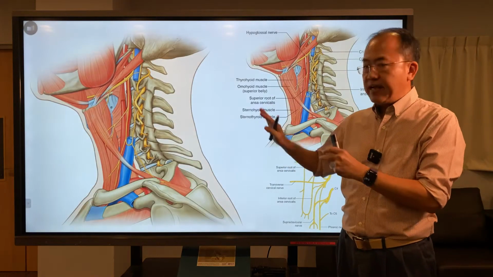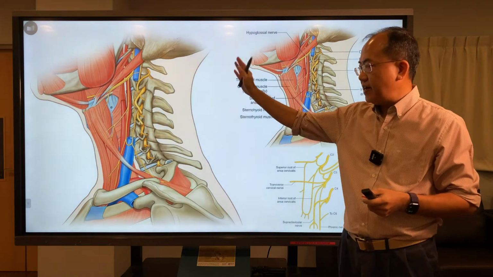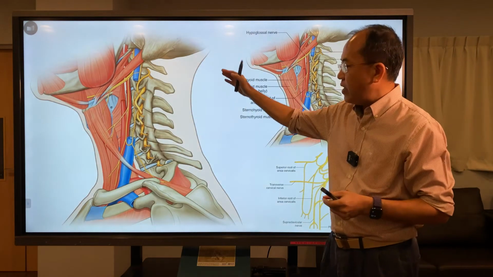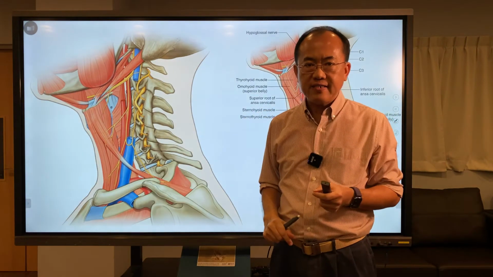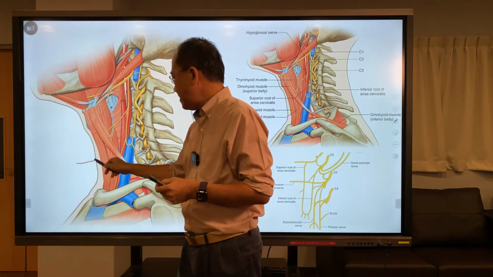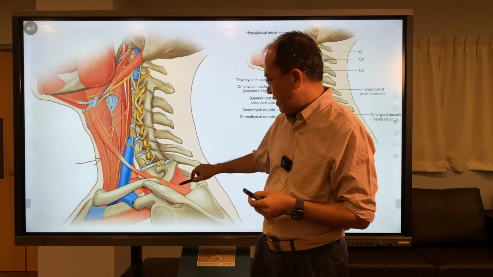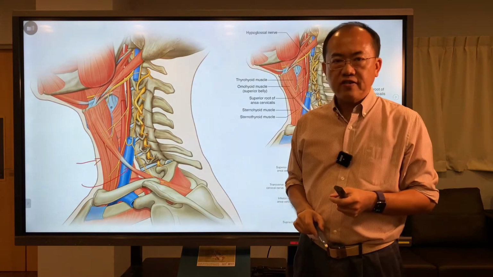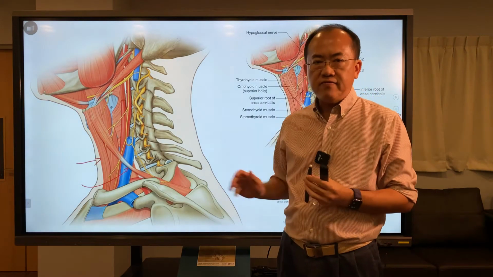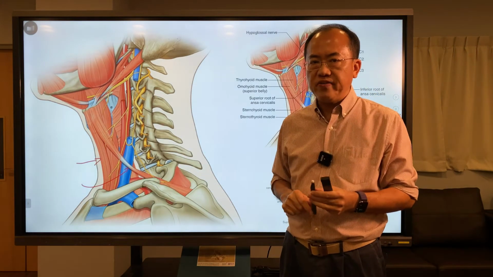Same view, side view, but a different depth. Of course, we have removed the sternocleidomastoid, we have removed the scalenus anterior and medius. The strap muscle is still left intact. Now, actually, you can see the omohyoid is restored. What do you observe? Something that is different from the previous slide.